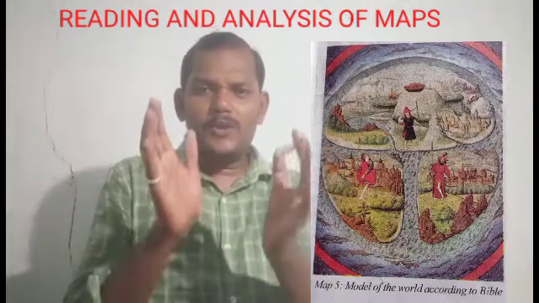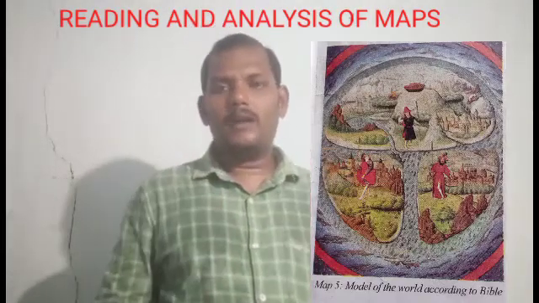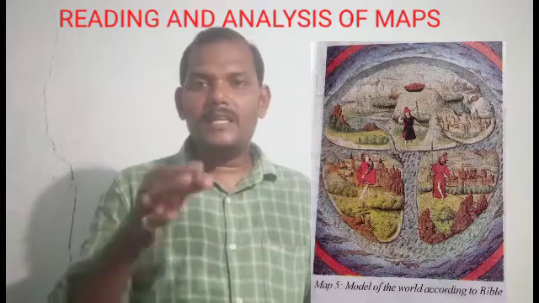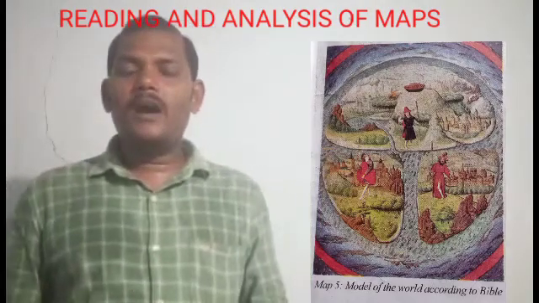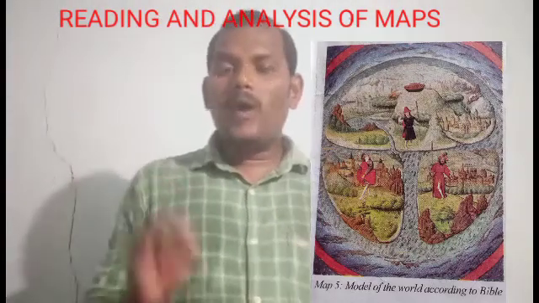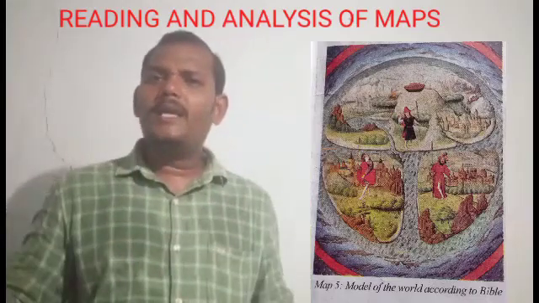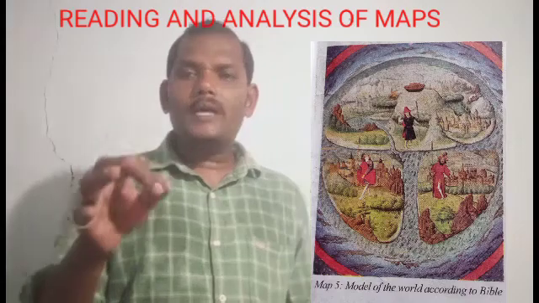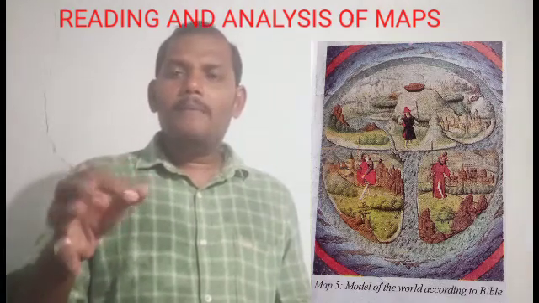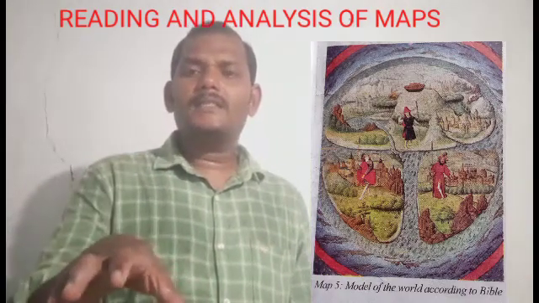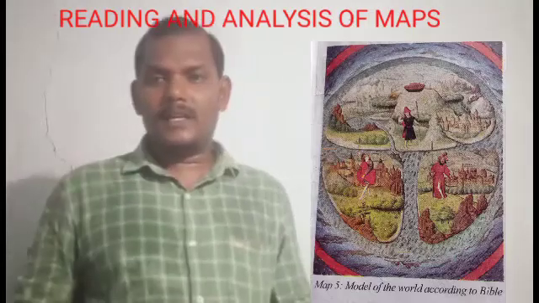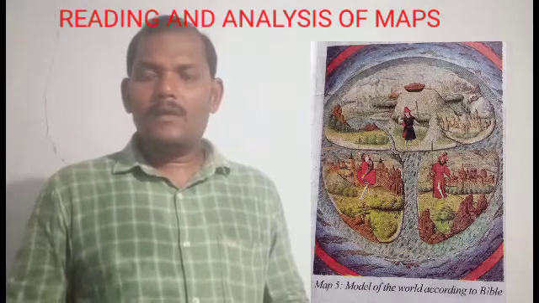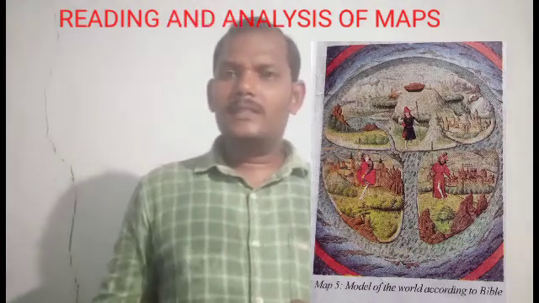Europe and Africa are shown very small. That is the difference compared to the other maps. Why was Asia shown as a big area, the supercontinent? Because behind this, some religious thoughts are there. What are those religious thoughts?